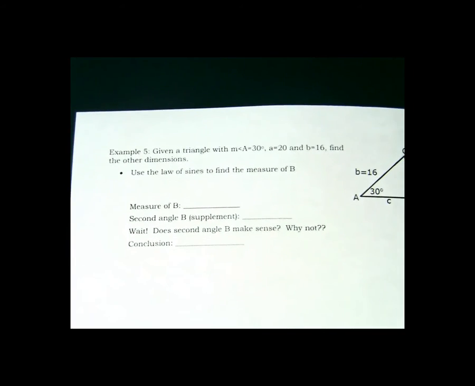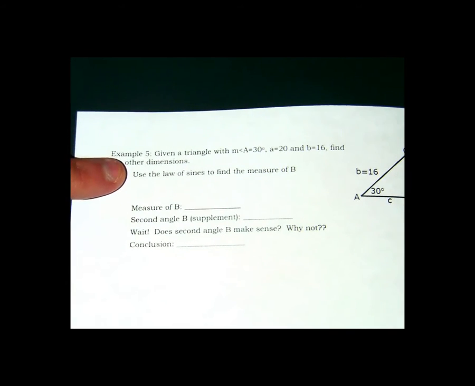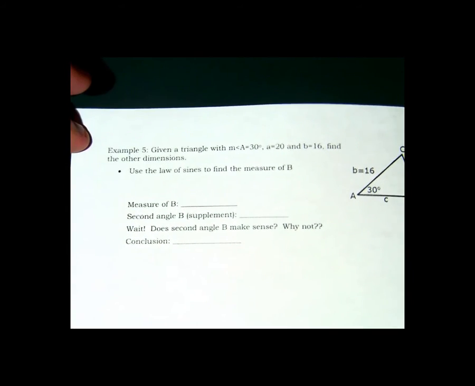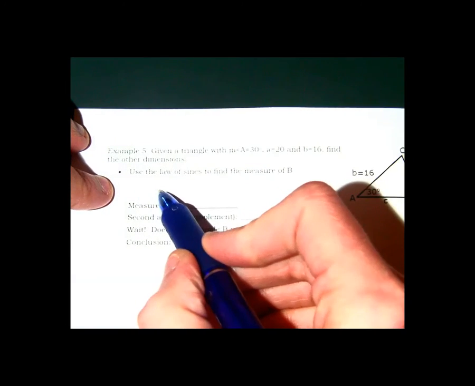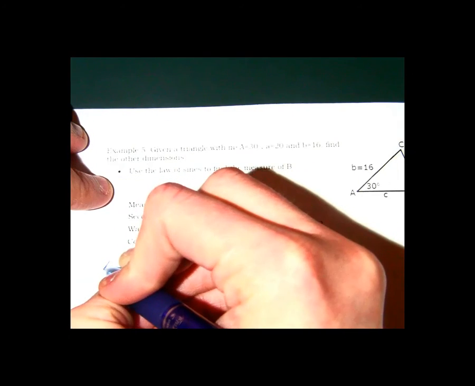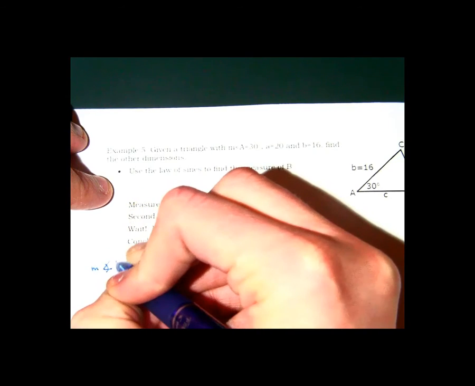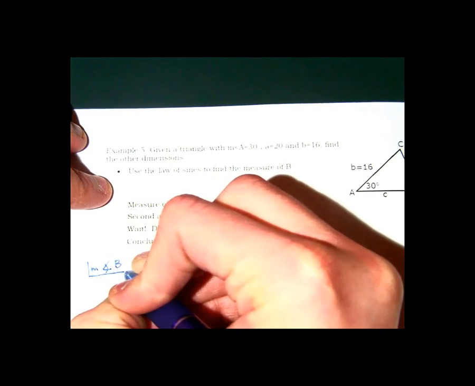Alright, so, example 5. Given a triangle with a measure of A, which is 30, a side length 20, a side length of 16, we're supposed to find the other dimensions. So it says, use the law of sines to find the measure of B. So that's what we're going to do first. I think they gave you this space right here to do that. I don't think that's enough room. So I'm going to find the measure of angle B down here. And I have to use the law of sines because I can't just subtract from 180 anymore.